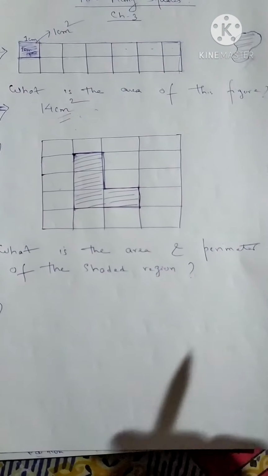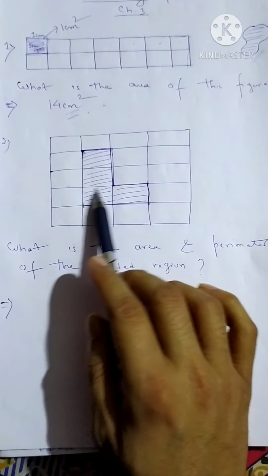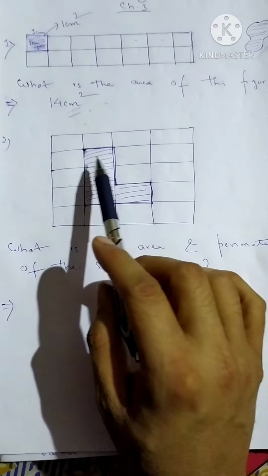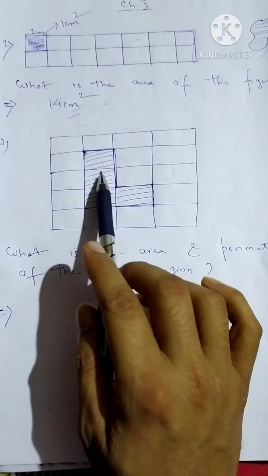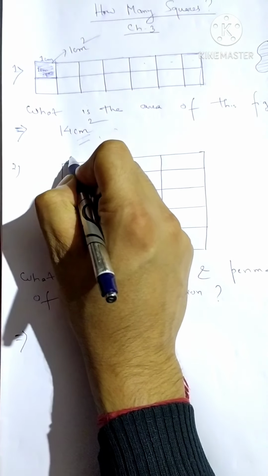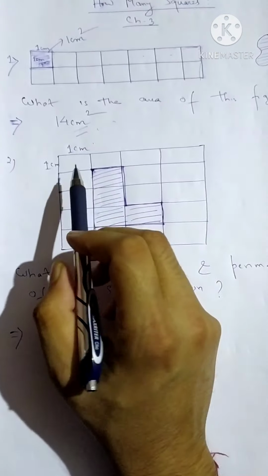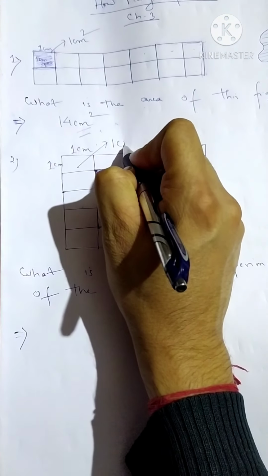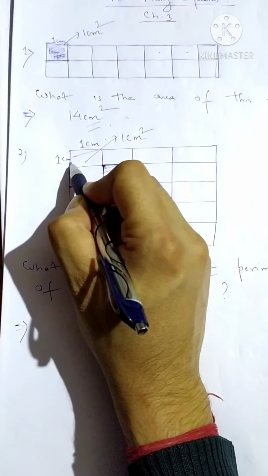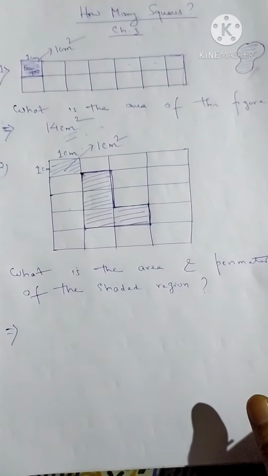Now another figure, again I have drawn, and you see in the middle there is one shaded region. What is the area and perimeter of the shaded region? Now this shaded region is L-shaped, and you have to find its area and perimeter. Again, if nothing is given, you have to assume that each side is 1 centimeter. Okay, these sides are 1 centimeter. So what will be the area? The area of this 1 square is 1 centimeter square.